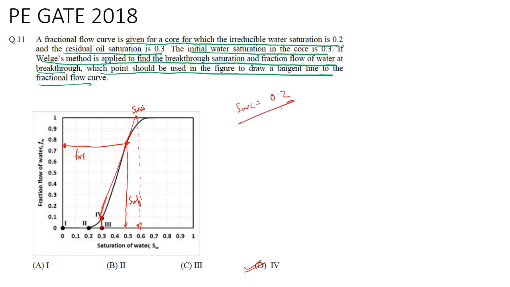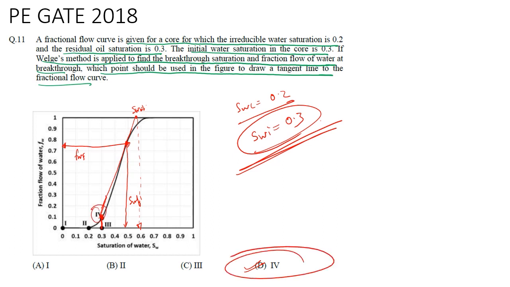Okay, my initial water saturation at which I am beginning my water flood is 0.3. In the theory part I have also discussed that in this case, I will plot a line from 0.3, a vertical line towards the fractional flow curve, and whatever point I intersect with that vertical line, from that particular point I will now draw a tangent to the curve. So I have to draw the tangent from 0.4, which is given in the figure. So option D would be the correct answer to this question.